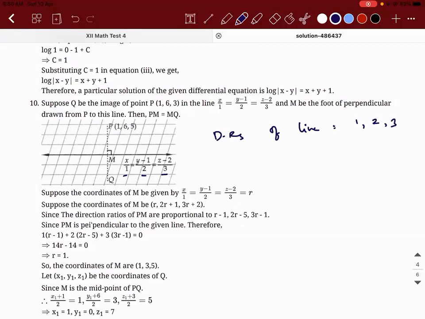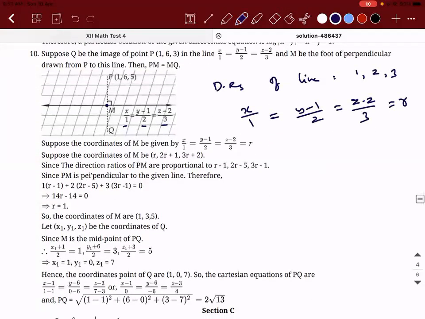Accepted? Now, if I take this point and try to find it in terms of a parameter, then I can say x by 1, y minus 1 by 2, z minus 2 by 3 is equal to r. So x will be equal to r, y is equal to 2r plus 1, and z is equal to 3r plus 2. So that is going to be a point here: r, 2r plus 1, 3r plus 2. Right?